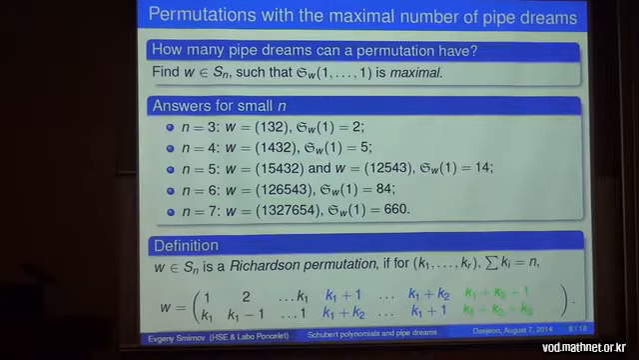So let me give a definition: I call w a Richardson permutation if for a certain partition of the number n, this permutation has the following form. Each part of the partition is flipped. So 1 to k1 goes to k1, k1 minus 1, etc., 1. Then the next block from k1 plus 1 until k1 plus k2 is also flipped, and same with the third block and so on.